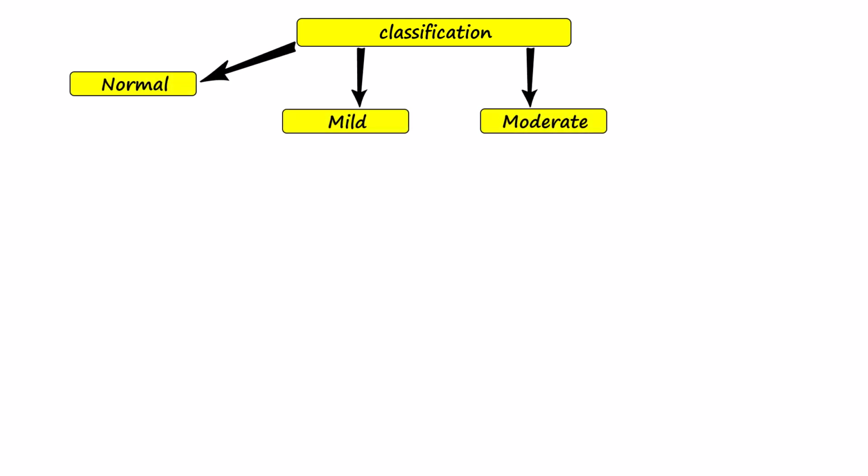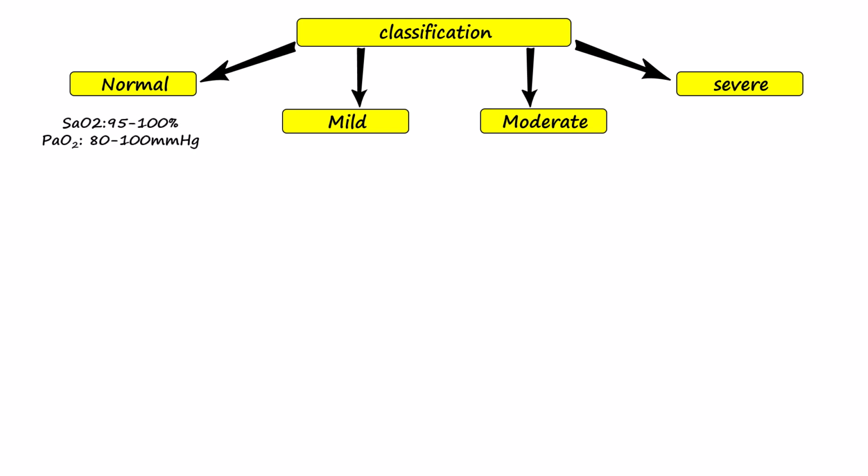Corresponding to the oxygen partial pressure, oxygen saturation level can be used to classify hypoxemia as normal, mild, moderate and severe. In a healthy person breathing room air, arterial oxygen saturation should be more than 95%. This corresponds to a PaO2 of 80 to 100 mm of mercury, represented on the flat part of the oxygen-hemoglobin dissociation curve.